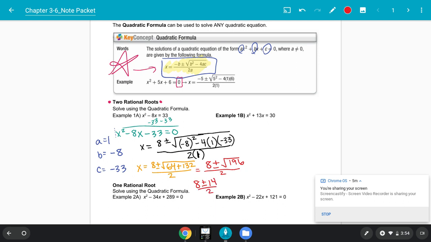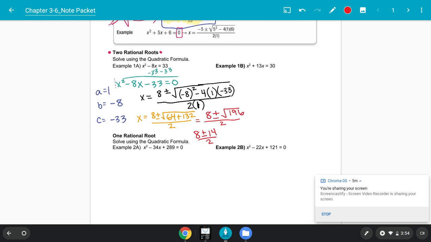So if you look at that as two separate things, if you look at that as 8 plus 14, that's 22 divided by 2. So I'm going to split this. 8 plus 14 is 22. Divided by 2 is 11. And then 8 minus 14 divided by 2 is negative 6. Negative 6 divided by 2 is negative 3.